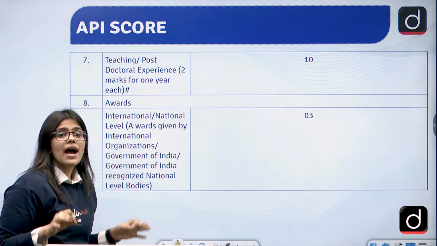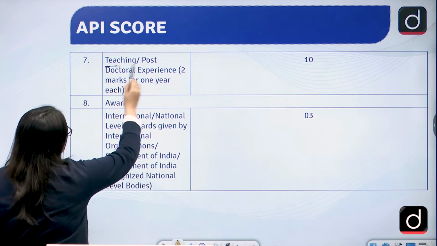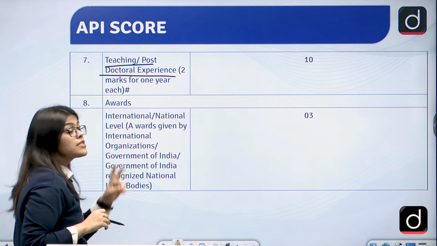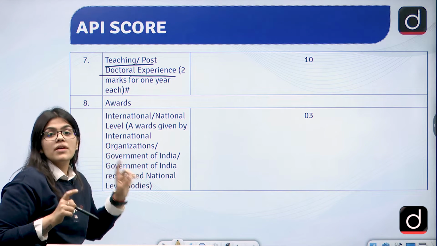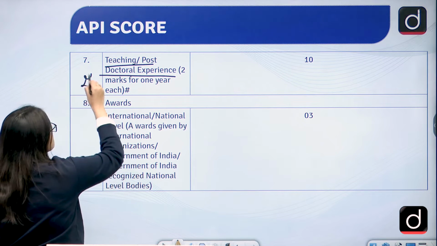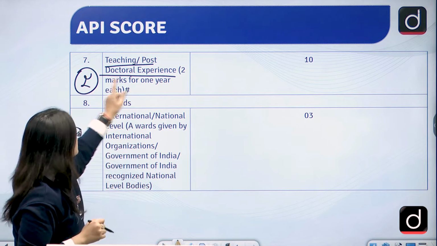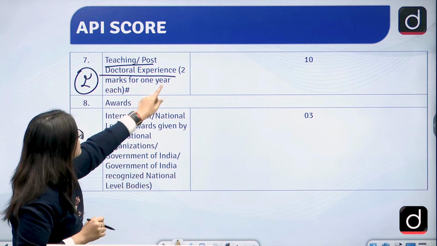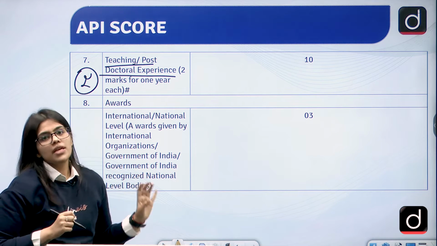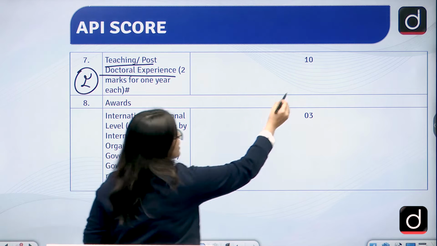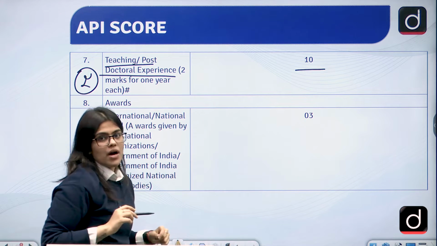If you already have teaching experience, teaching and postdoctoral experience, 2 marks for each year would be given to you. So if you have 2 years of experience, you will have 2 plus 2, 4 marks here. So you can have a maximum of up to 10 marks.